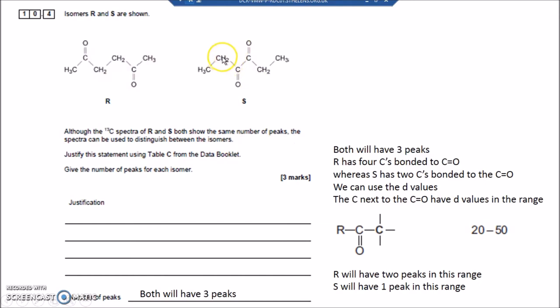Whereas this one only has the two CH2s bonded to COs. So these two CH2s, which form a single peak because they've got carbons in the same environment, that single peak from those two will be in the 20 to 50. But this CH3 is not in the 20 to 50 range. S only has one peak in the 20 to 50 range.